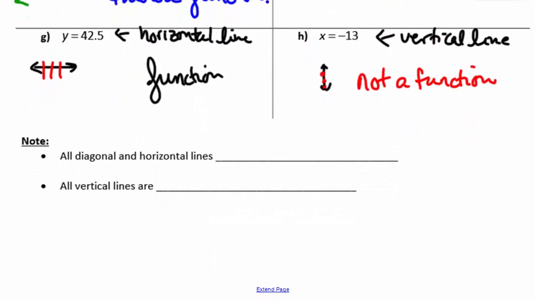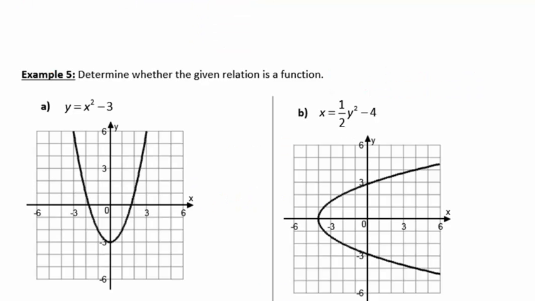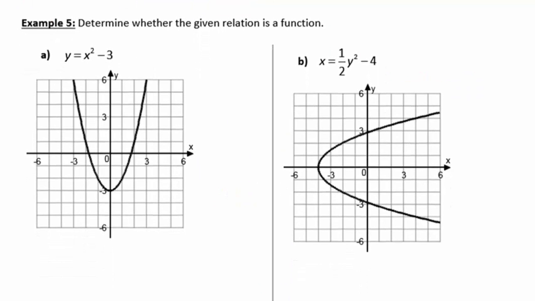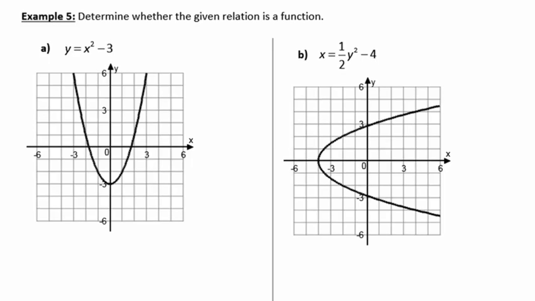So some notes or conclusions. All diagonal and horizontal lines are functions, and all vertical lines are not functions. On the next page, we're going to determine whether the relation is a function. These are equations and graphs, so we can compare them.